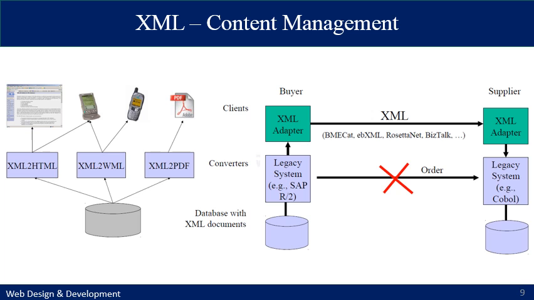XML is used for content management, and all the content from the database can be used to display in any format. For example, in this case, we have an XML repository, and XML to HTML is used to display in the web browser. XML to WML language is used for the browsers in mobile applications, and simply XML can be converted to PDF using an XML to PDF converter.